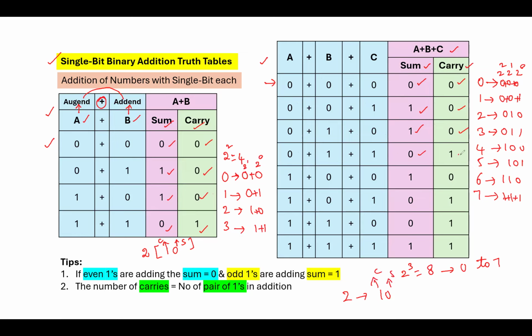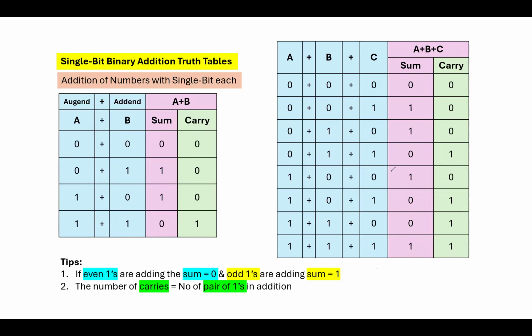That's why 0, 1. Again 1 plus 0 plus 0, this is 1, 0. 1 plus 0 plus 1. Here 2, 2 means same, 0 sum, 1 carry. 1 plus 1 plus 0, again 2. This is 0, 1. Here 1 plus 1 plus 1 is 3. 3 equivalent binary is 1, 1. This is sum, this is a carry bit. That's why we should write 1 and 1. In this way we should fill the truth table for single bit binary addition for two numbers and three numbers. In this way we should write the truth table for n number of inputs.